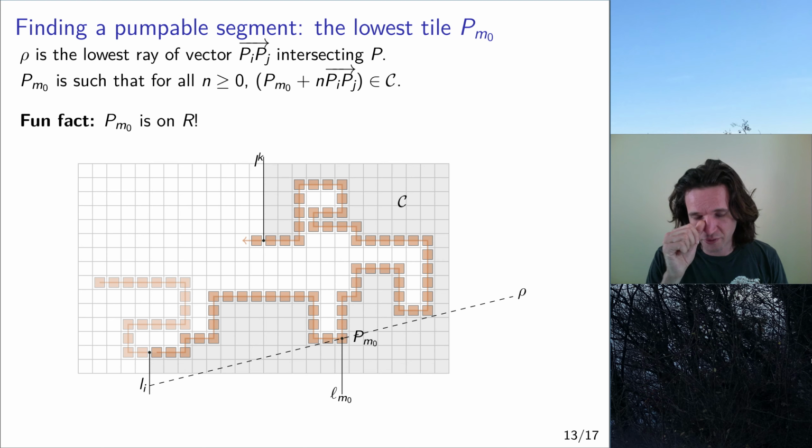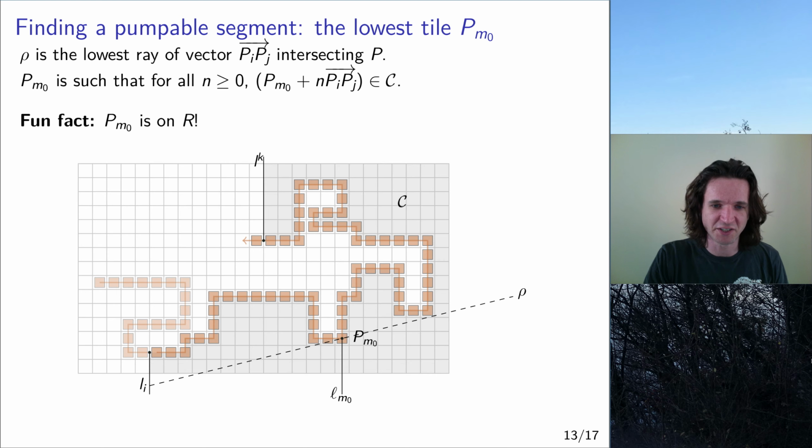All right, so the first step to do that is to find the loudest tile of P, which we call the loudest tile with respect to PiPj. The way to do that is to draw the loudest tile of P that intersects a line row of vector PiPj. Here, this loudest tile is drawn as Pm0. In this process we also define a ray from that tile to the south called Lm0.